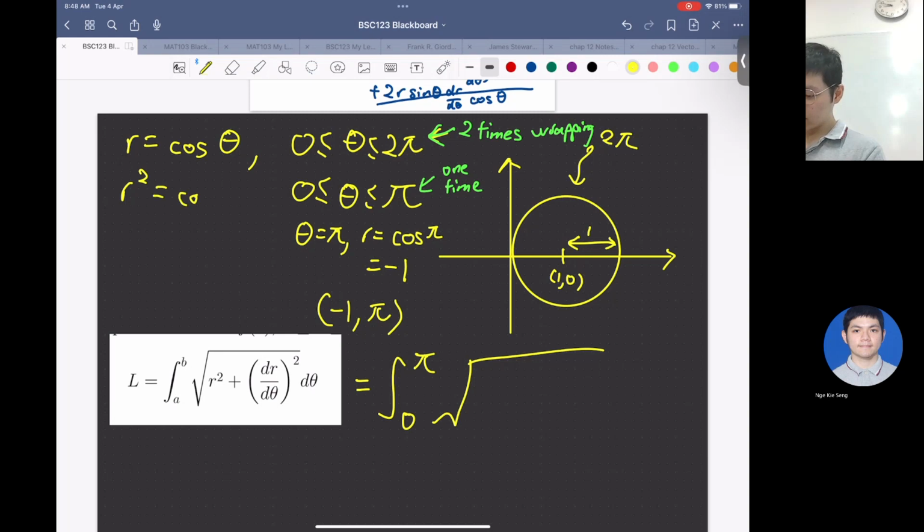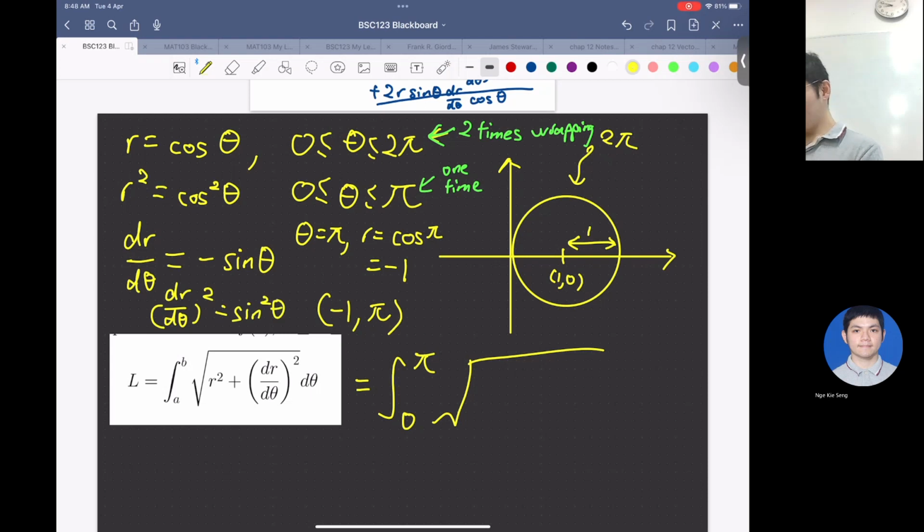So what is r squared here? r squared is equal to cos squared. And then for dr d theta squared, first compute dr d theta. What is this? Minus sine theta. Good. If you take the square, it's just sine squared. So you see, I got cos squared and sine squared again. Which gives us what? 1. Good. So the square root of 1 is 1.